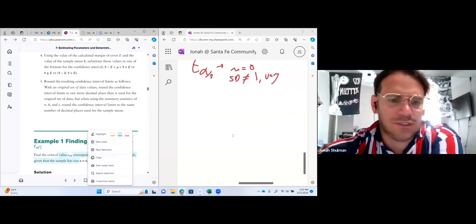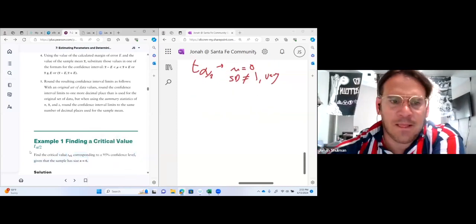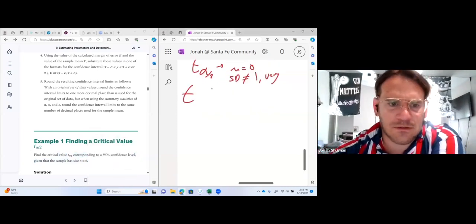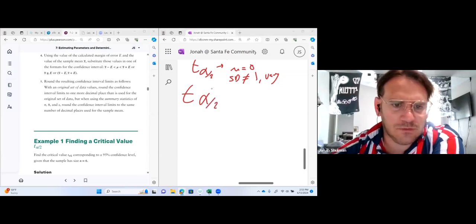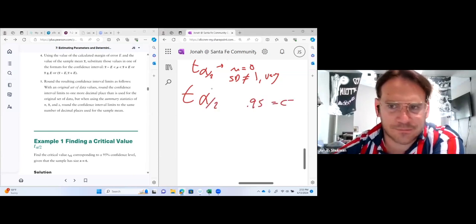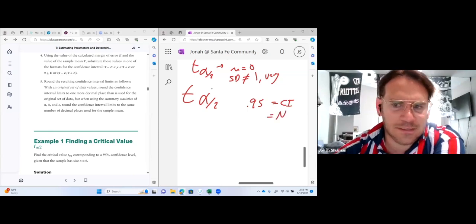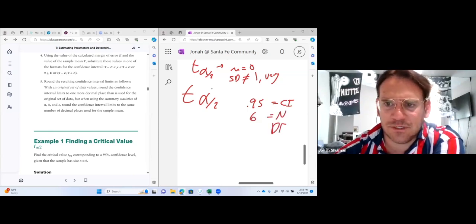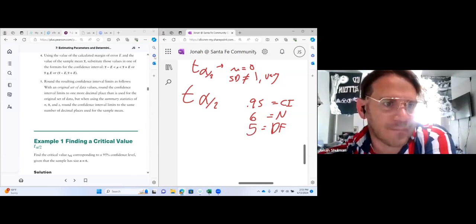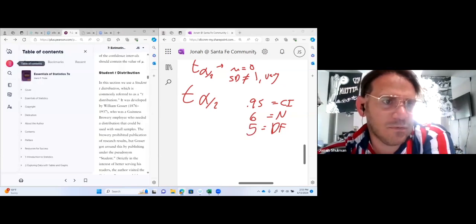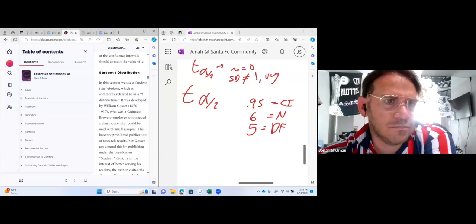Okay, so here's our question. They just want the t alpha divided by 2. We've got a 95% confidence interval. Our n is 6, which means our degrees of freedom will be 6 minus 1, so 5. If I go back to our table, I just hit forward.